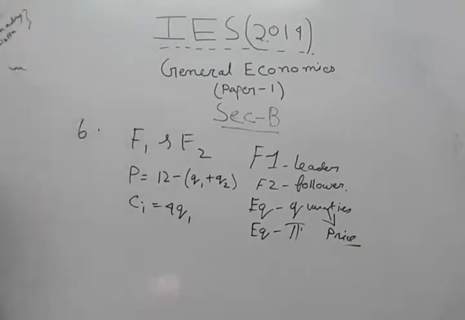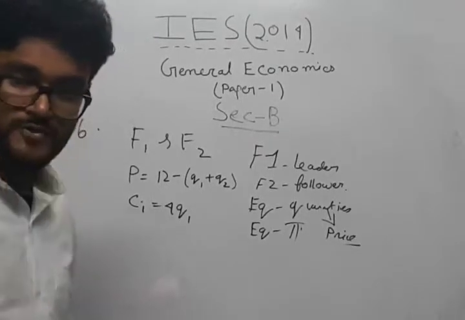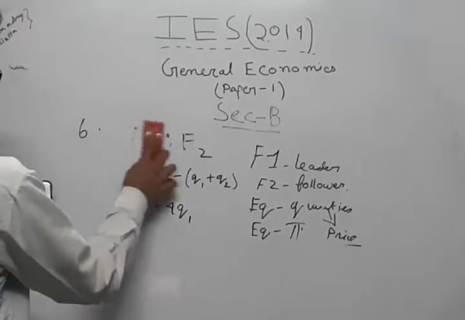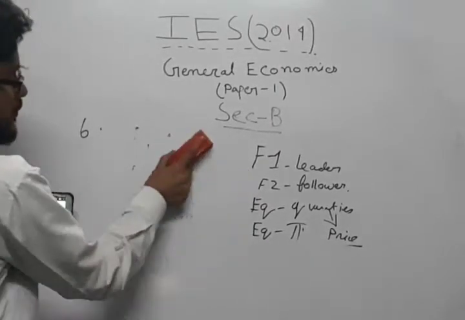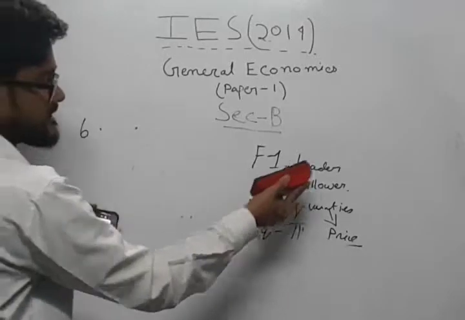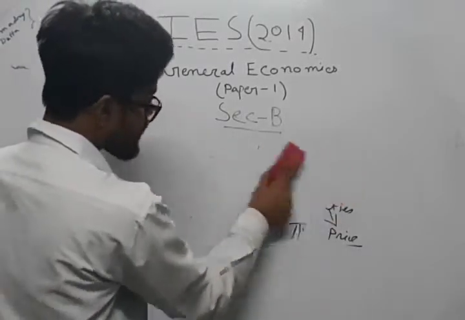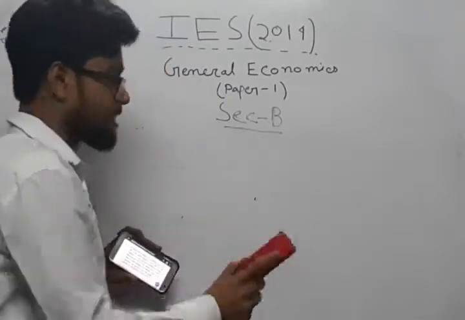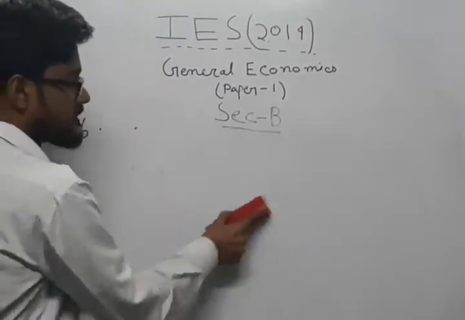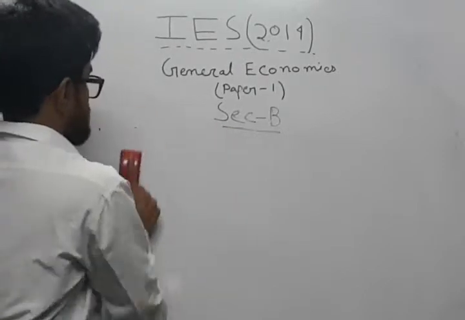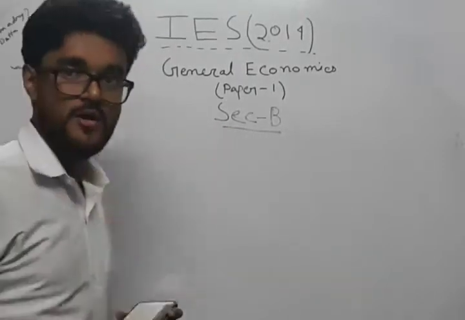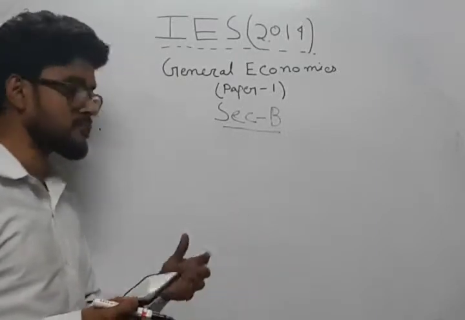Now to solve this question, first, as we know, firm 1 is a leader and firm 2 is a follower. So we have to find out the profit equation for firm 2 with the help of the backward induction process.